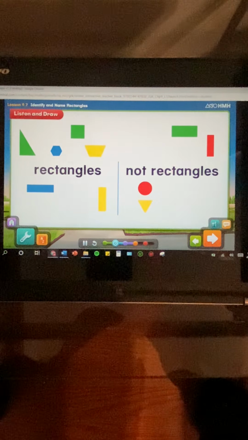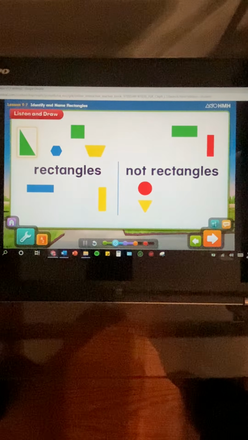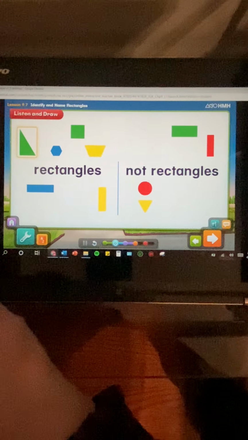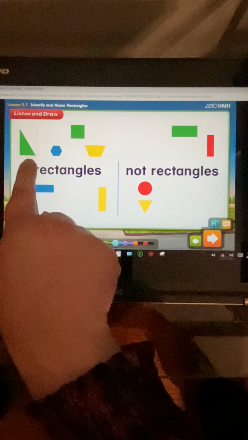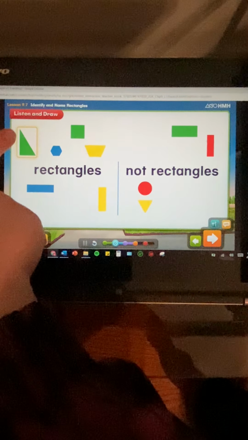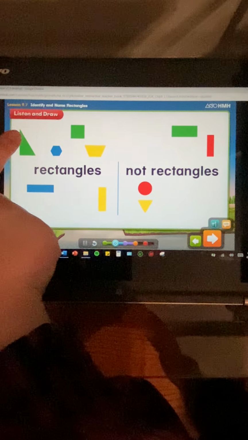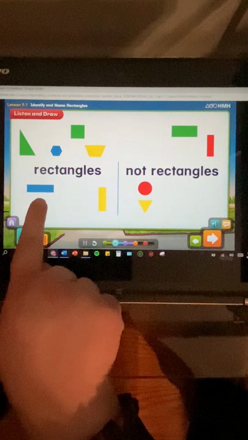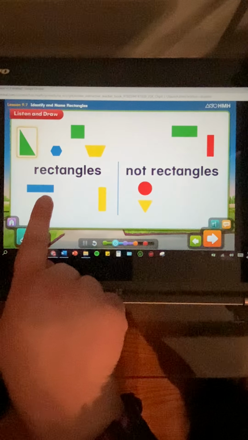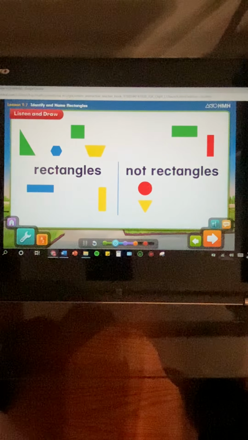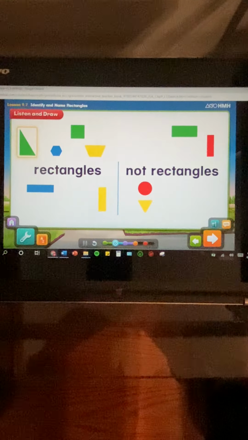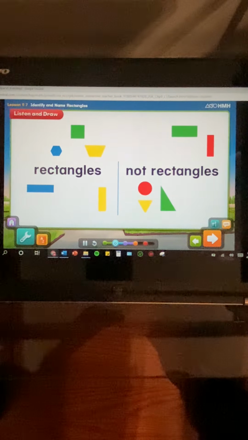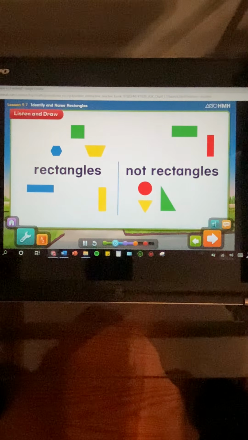Is this shape a rectangle? Let's see. So let's figure out how many sides it has first. I see 1 side at the bottom. There's 1 side right here. And there's 1 side right here. So it has 3 sides. And rectangles have how many sides? Rectangles have 4 sides. So just based off that, we know that's not going to be a rectangle. This is not a rectangle. It does not have 4 straight sides and 4 vertices.